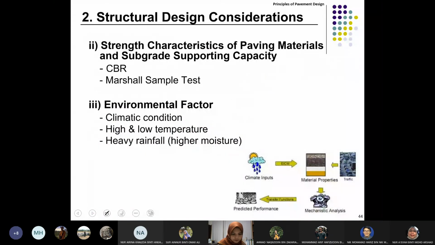Strength characteristic of paving material and subgrade. Subgrade dia guna CBR test. Tapi untuk paving material yang top layer kita guna Marshall. Environment factor: climate condition, high and low temperature, heavy rainfall. So benda-benda ni you kena consider dalam design.